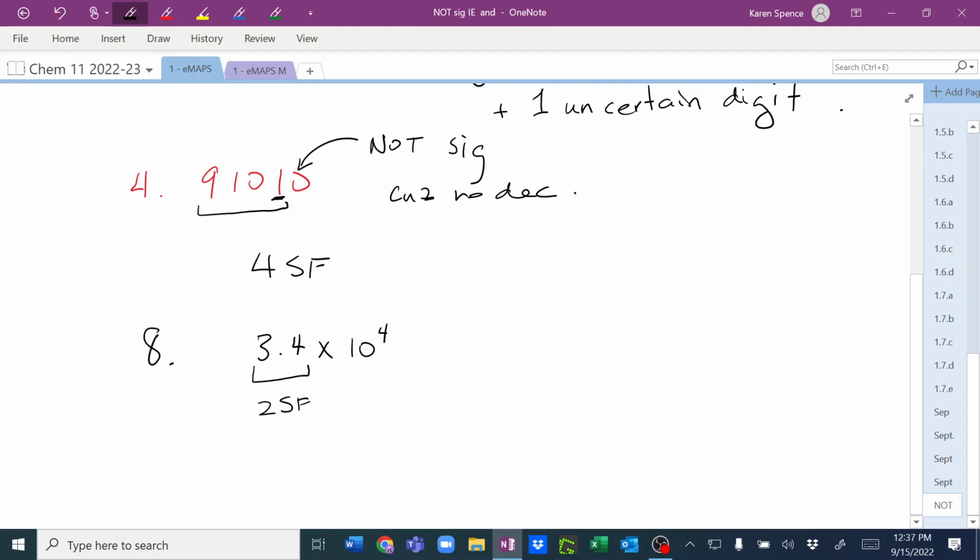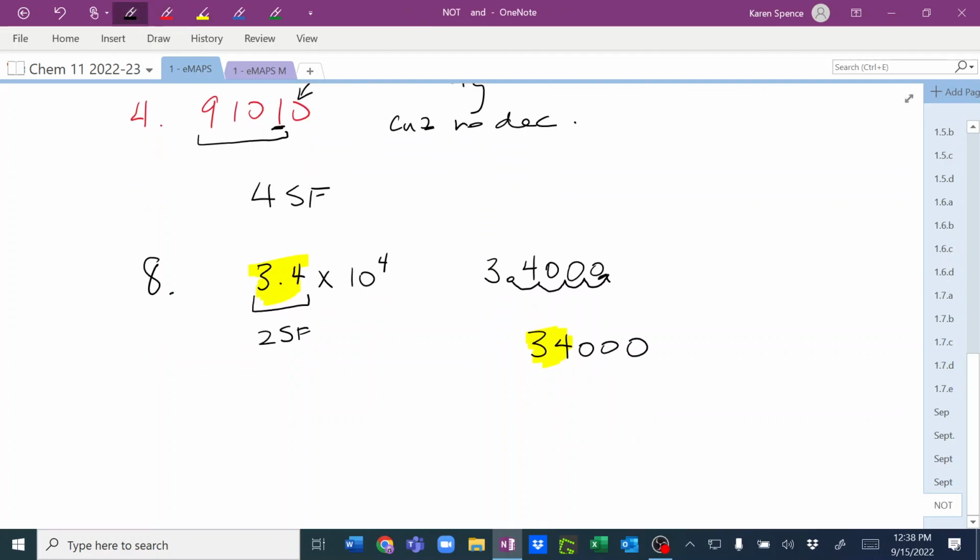If I was to write it expanded, I would move my decimal place 1, 2, 3, 4 places. So now I have 3, 4, 0, 0, 0. But because this was 2 sig figs, this also has to be 2 sig figs. So I cannot actually write a decimal at the end here. If I was to write 3, 4, 0, 0, 0 and put a decimal at the end, that would be incorrect. This would be correct, and it has only 2 sig figs.